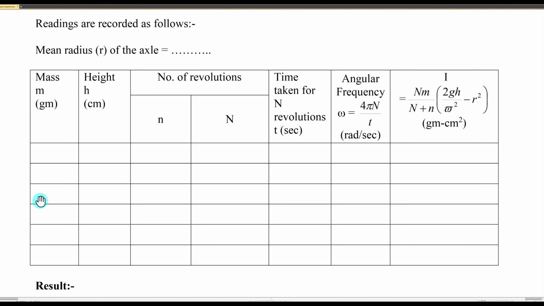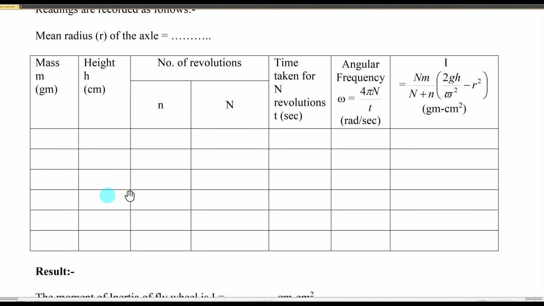See, 1 2 3 4 5 6, 6 are there. That doesn't mean that only 6 you have to do. This particular table is a schematic representation. If you have a larger number of masses, then you have to do the experiment for that many masses. You should not stop because the tabular column has come to an end. This is the schematic representation of the tabular column. So if you are going to have 10 masses, then you have to put 10 lines here.